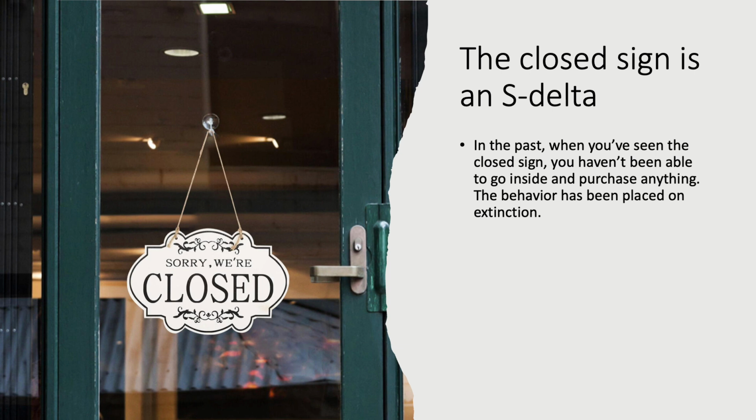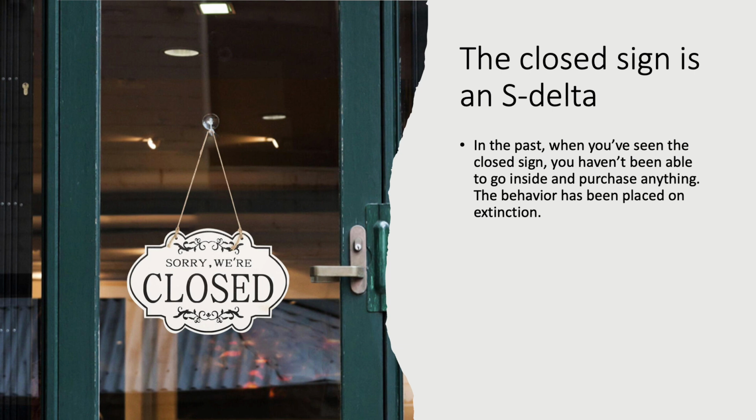Then we can have our S deltas, which is when, for example, you see a closed sign. And remember, S deltas are stimuli that signal that reinforcement is not coming, or that there is an extinction schedule in place, right? You can engage in behavior, but you will not receive reinforcement. Reinforcement will be withheld, okay? So an example of that is a closed sign.